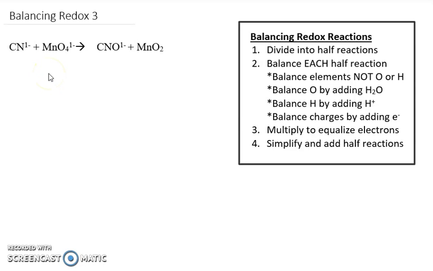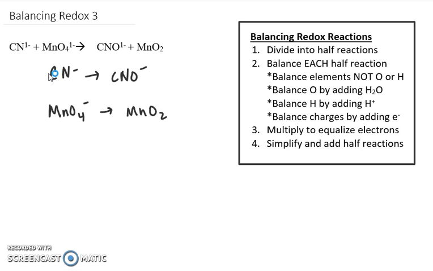All right, we have another example of balancing redox reactions. So let's go ahead again and go through the four-step process and work through this one. So again, step one is divide into half reactions. So my first half reaction is CN minus makes CNO minus. I'm just getting rid of the one just to make it simpler. And then my second half reaction is MnO4 minus yields MnO2.